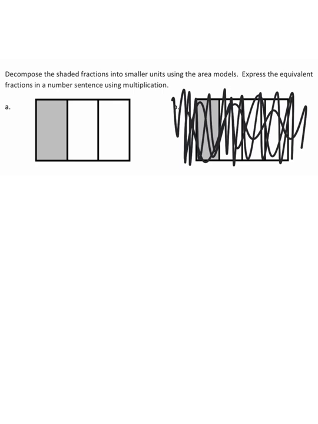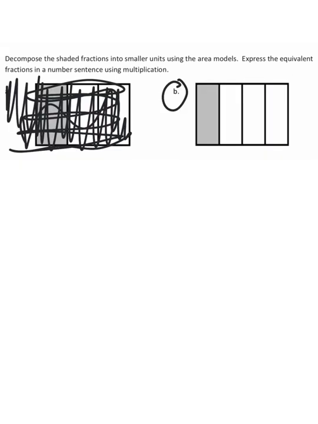Okay, letter A. Decompose the shaded fraction into smaller units using the area models and express the equivalent fractions in a number sentence using multiplication. And I want to see your work tomorrow. Now letter B. Do the same thing. I want a number sentence using multiplication to express equivalent fractions. And I want to see your work tomorrow.